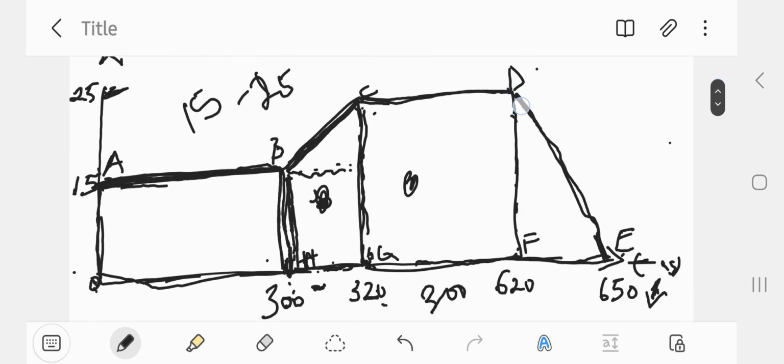Then lastly, let's go to the last part, which is the triangle here. So what is the area of a triangle? The area of a triangle is 1/2 base times height. The base is the difference between 650 and 620, which is 30. That is the base. Then the height is the distance between this D and F here. The distance is what? 25.